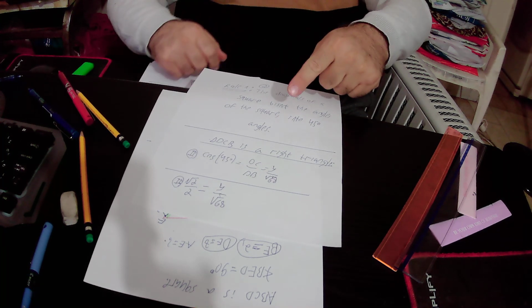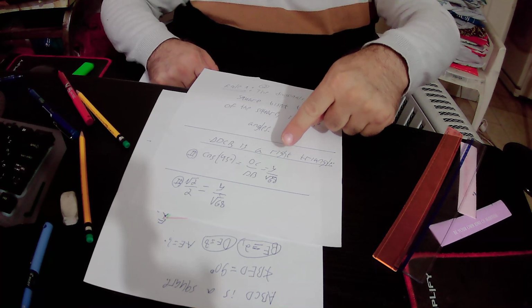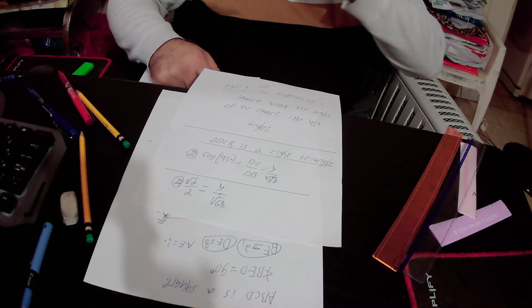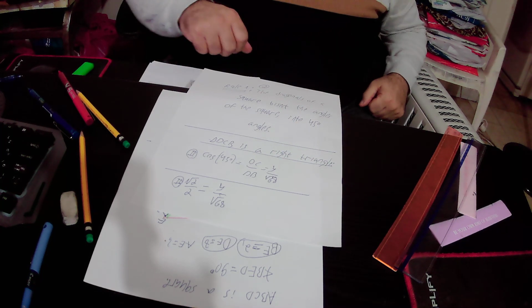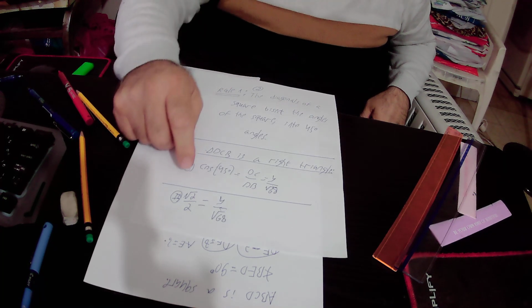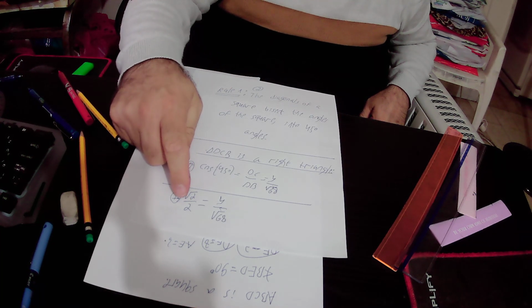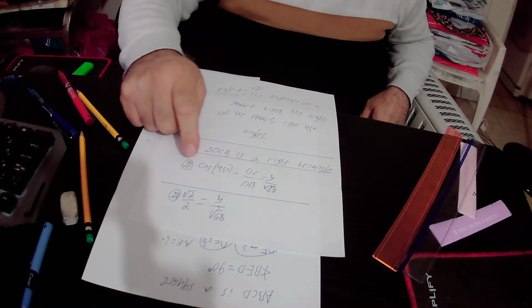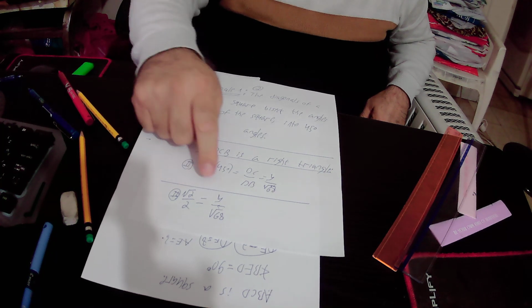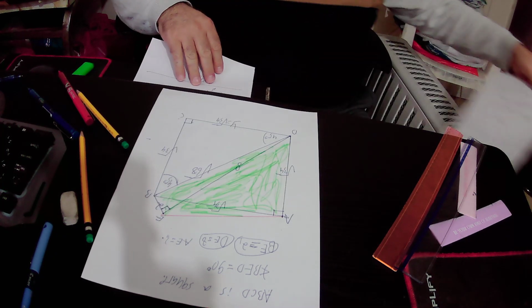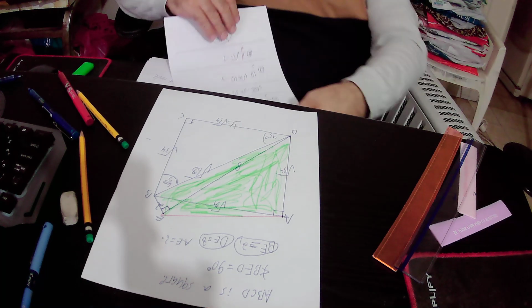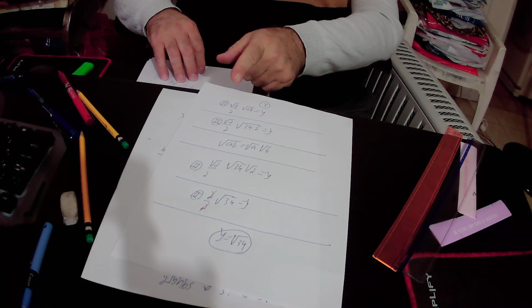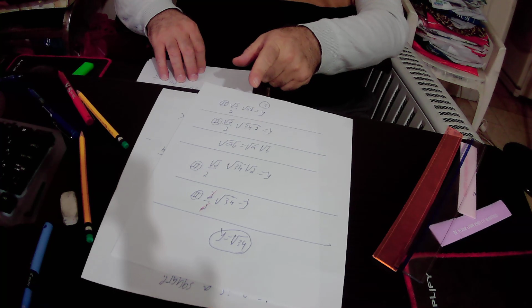So cosine 45 degrees equals DC, that is Y, over DB, that equals square root of 68. And we know that cosine 45 degrees equals square root of 2 over 2, and all equals Y over square root of 68. Here we multiply equation number 2 by square root of 68, and we got that Y equals square root of 2 over 2 times square root of 68.